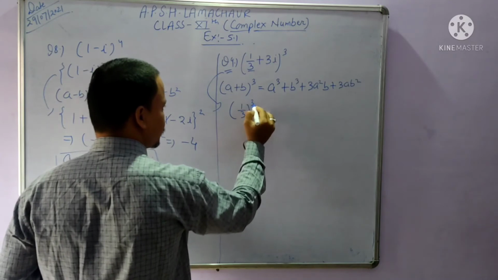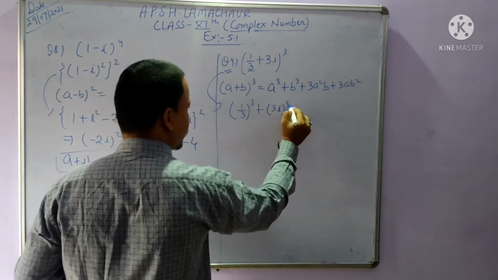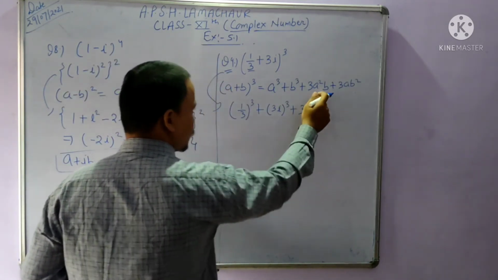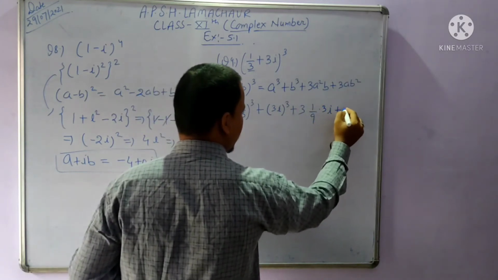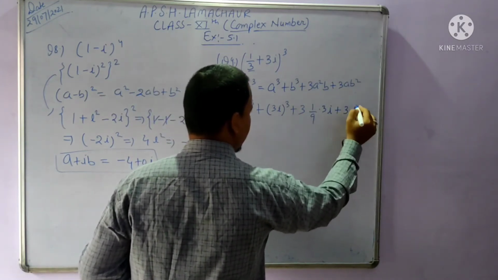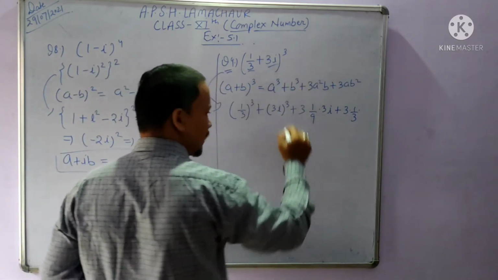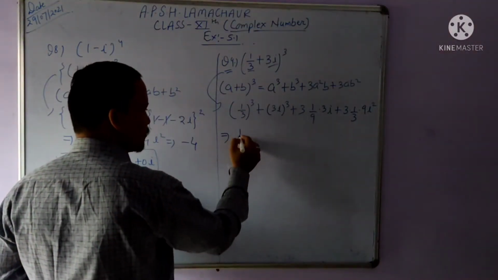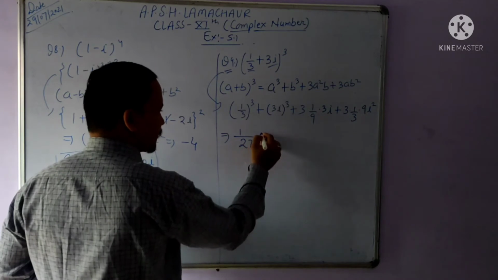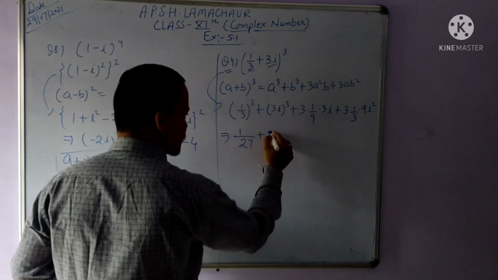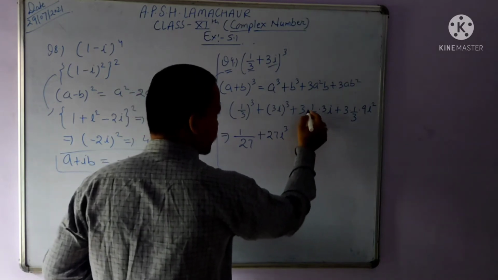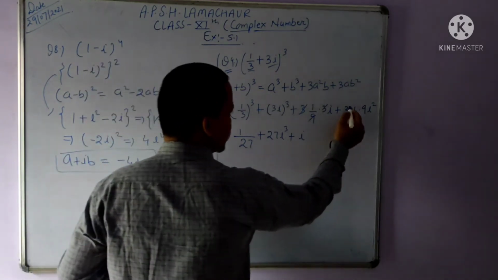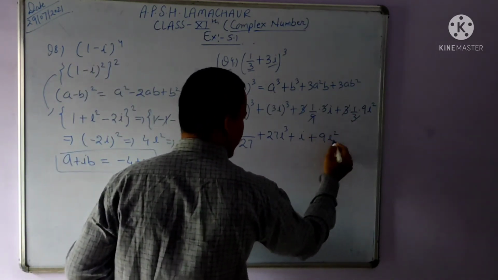So 1 by 3 cube plus 3 times iota cube plus 3 times a square. What is a? A is 1 by 3, so 1 by 3 square, that is 1 by 9, into b, b is 3 times iota, plus 3 into a, that is 1 by 3, into b square means 3 times iota square, so we will get from here 9 times i square. Now simplify it, so this will give you 1 upon 3 3 9, 3 27, plus this will become 3 3 9, 3 27 times iota cube, and here 3 3 9, so we will get from here only iota, and from here 3 3 cancel out, so we will get from here 9 times iota square.